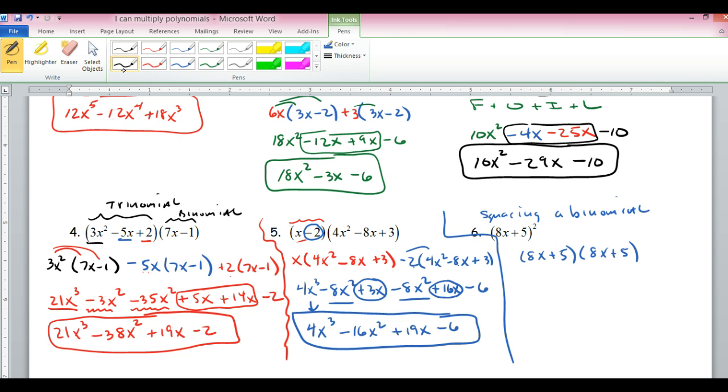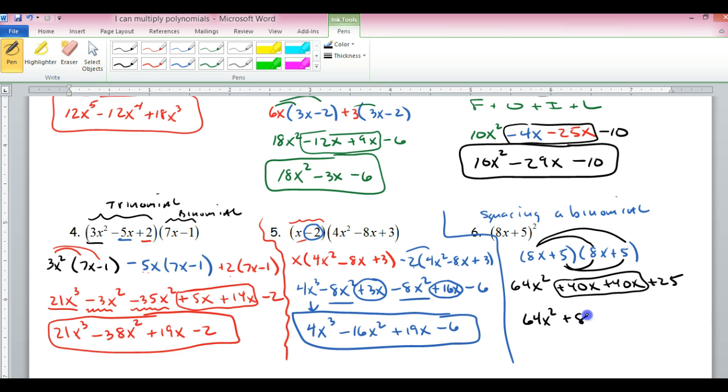I'd like to see us get in the habit of doing it quickly by going 8x times 8x is 64x squared. 8x times 5 is 40x. 5 times 8x is 40x. And then 5 times 5 is 25. Now, the only like terms we have here are the two middle terms. So we get 64x squared plus 80x plus 25. And this is what we get when we square the binomial.